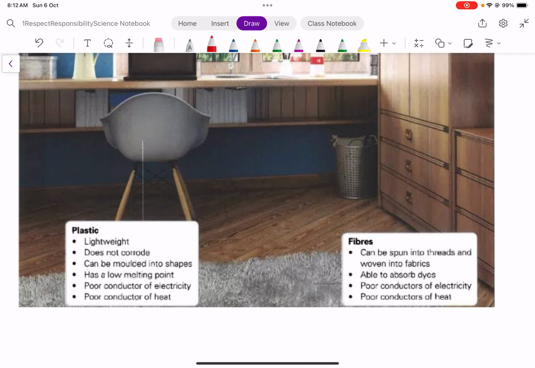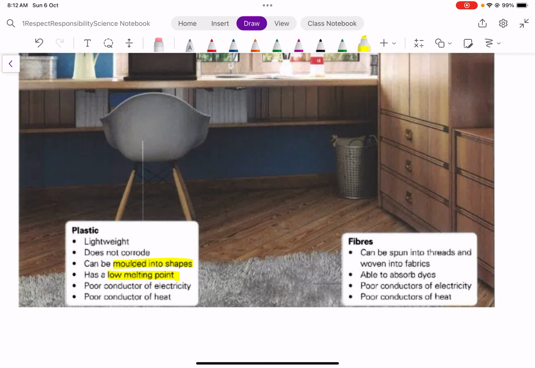And then we have plastic. Now plastic is very lightweight, it doesn't corrode. Plastic, as mentioned just now, can be molded into different shapes, can be bent into different shapes as well. So plastics are flexible, okay? Now plastic has a low melting point, and that's why it's very important to recognize that you cannot be heating up food, especially in plastic with a low melting point.